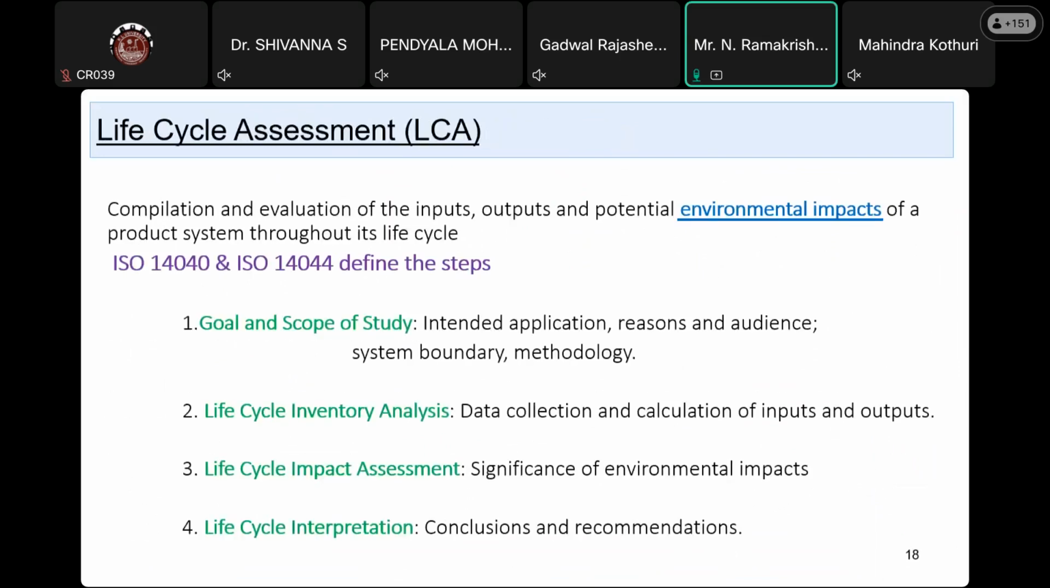Now coming to life cycle assessment. This is a hot topic going across the globe, and a lot of research is being done on it at IIT Madras. They compile and evaluate inputs and outputs, and how the product system is going to impact the environment. It has four parts: goal, LCI (inventory analysis), studies, analysis, assessment, and interpretation.